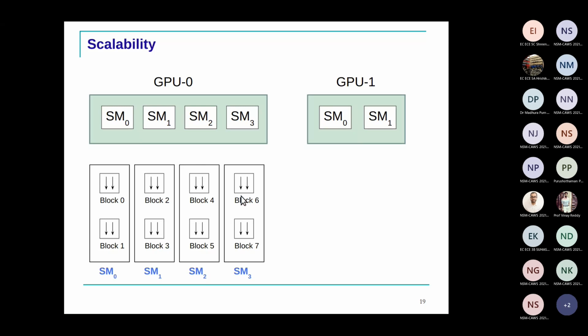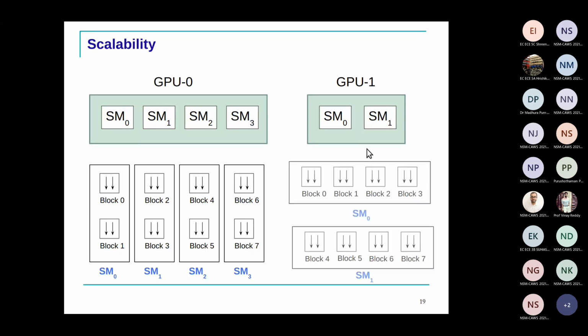Because you have 8 thread blocks, each SM can take 2 thread blocks and process them. On the other hand, suppose you want to execute your program on a different GPU that has fewer SMs, let's say only 2 SMs. In that case, it is still possible to launch the thread blocks, but now each SM will take 4 thread blocks instead of 2, and each thread block again has 2 threads. So this is how you can split evenly across multiple SMs depending on the number of SMs available.